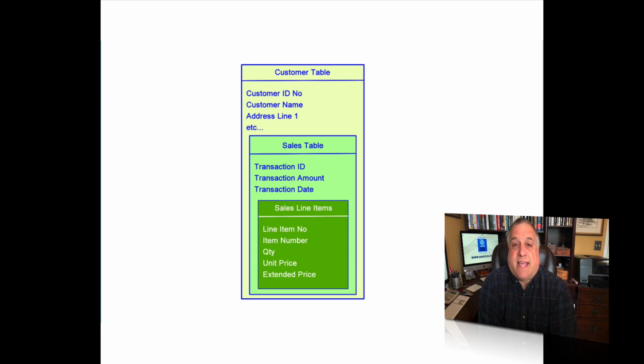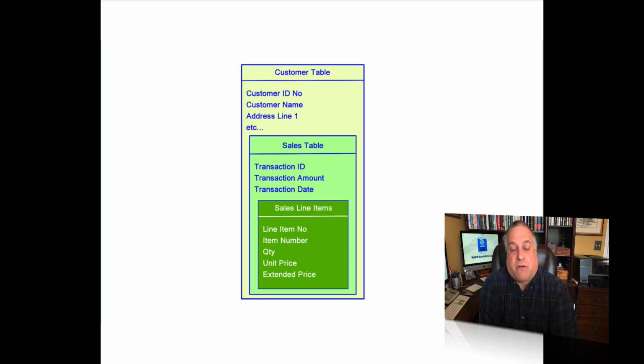Here we see three tables: the customer table, a sales table, and a sales line item table. This is what we would generically refer to as a stack or a table family. The customer table is the parent within the family, and there are two children: a sales table, which are all the things we sell to each of our customers, and a line items table, which are all of the individual lines on each individual sales invoice.